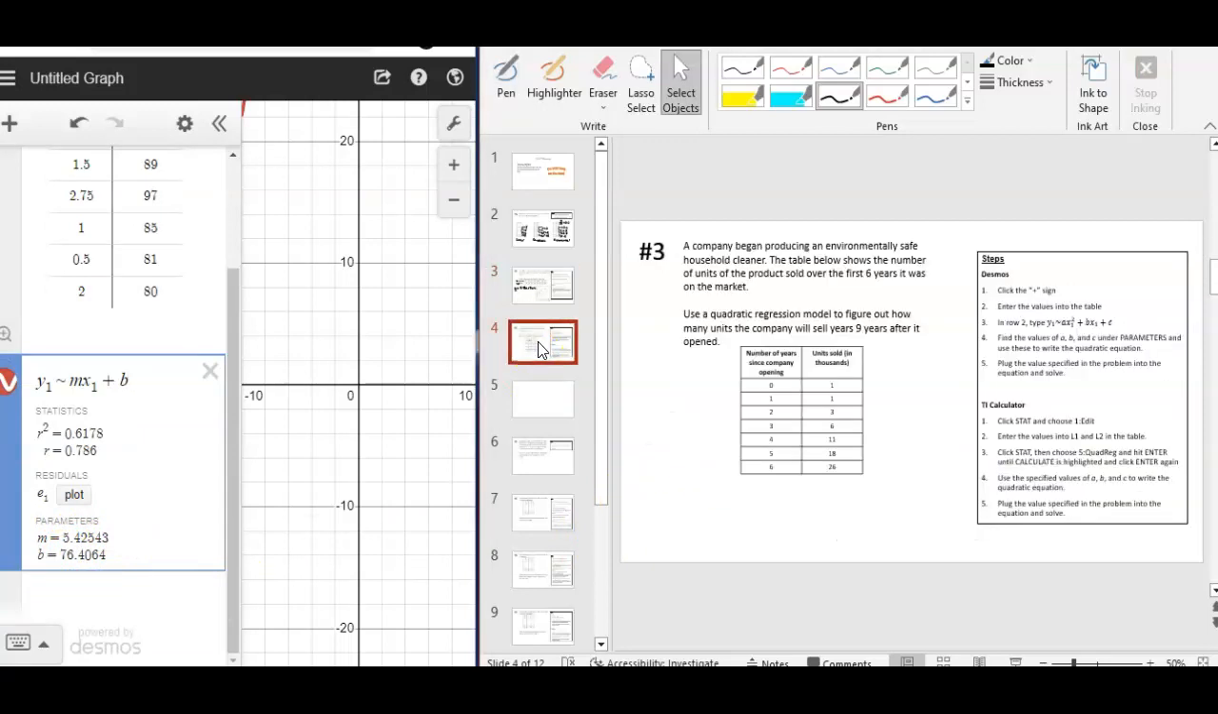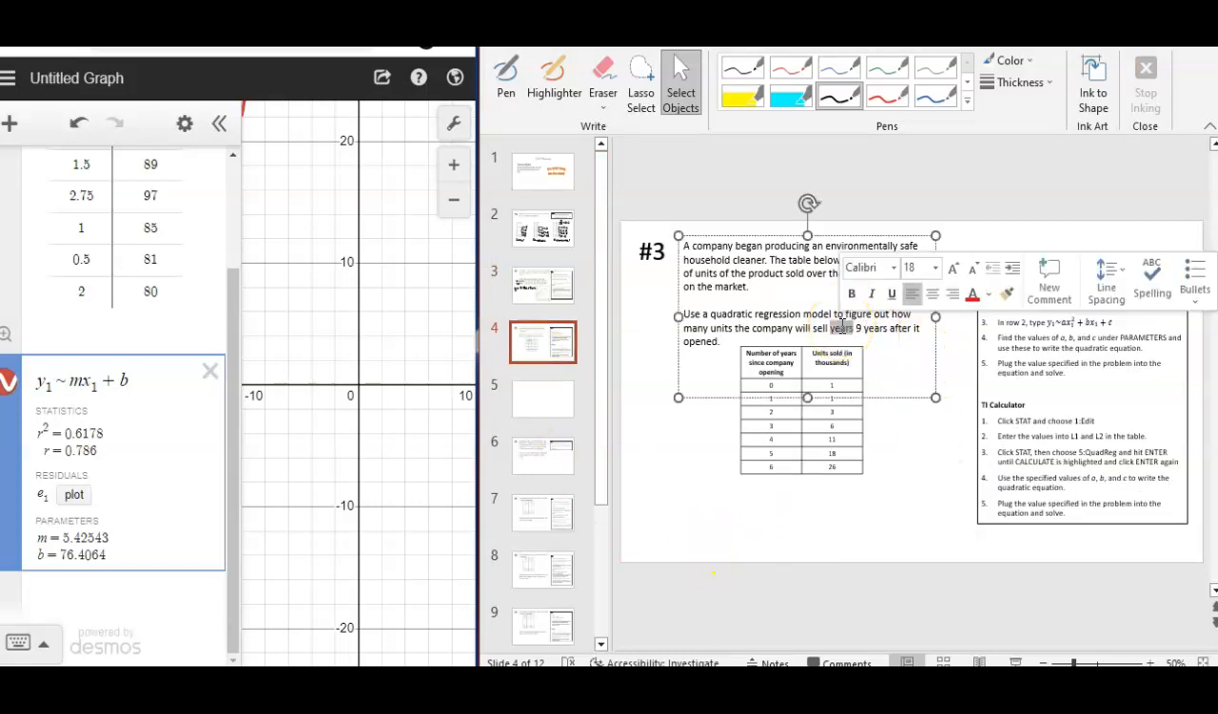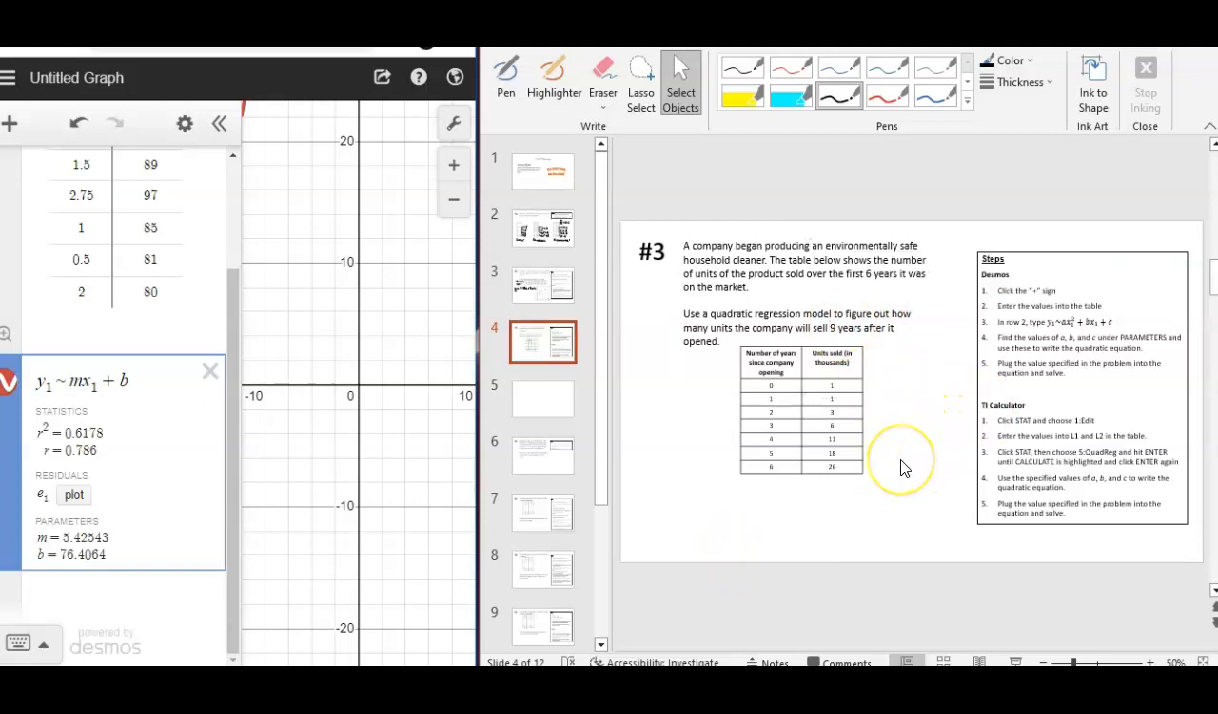So now let's try problem 3. It says that a company began producing an environmentally safe household cleaner. The table below shows the number of units of the product sold over the first 6 years it was on the market. Use a quadratic regression model to figure out how many units the company will sell 9 years after it opened. So what we're going to do is we're going to do the number of years as our L1 and the units sold as L2.